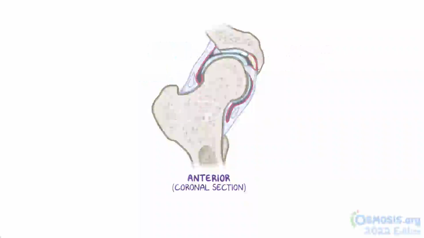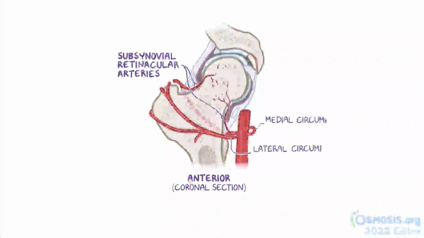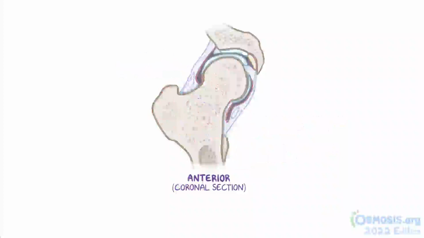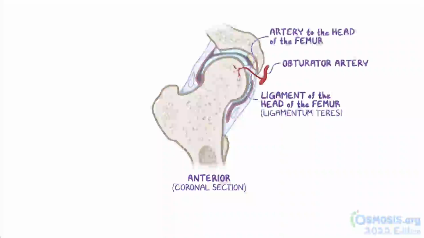Speaking of which, the synovial membrane covering the femoral neck presents longitudinal synovial folds through which course the subsynovial retinacular arteries, which branch from the medial and lateral circumflex femoral arteries that supply the femoral head and neck. The synovial layer also gives off the ligament of the head of the femur, also called the ligamentum teres, which houses the artery to the head of the femur, a branch of the obturator artery.